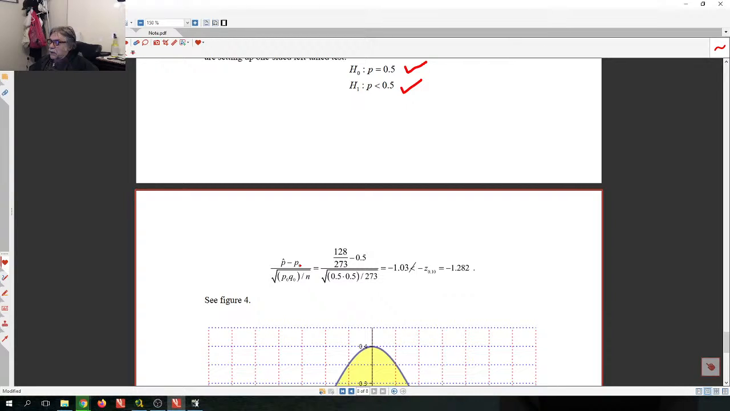This is presumed 50%. Down there I have PQ, each one of them is 50% because they're complementary, right? 40-60, 60-40, 30-70, whatever, 50-50. And the sample size is 273. When you turn this up in your calculator, it turns out to be negative 1.03. Negative 1.03. Okay.